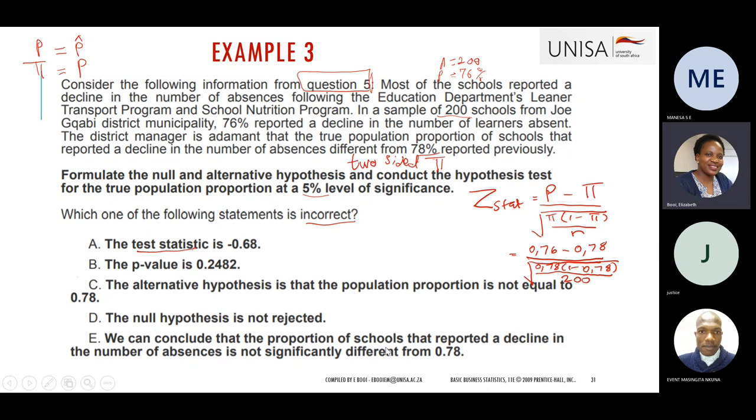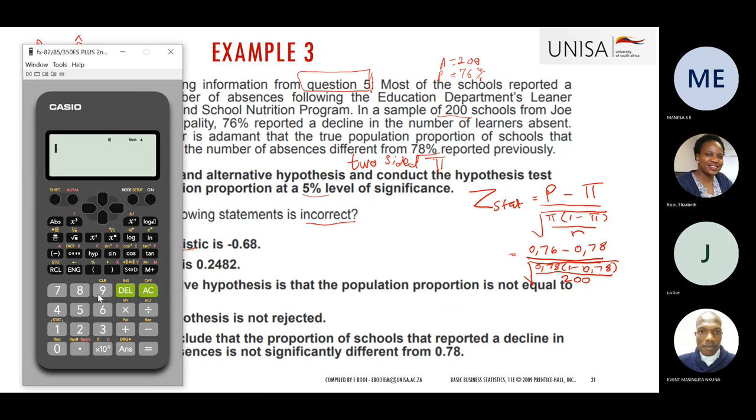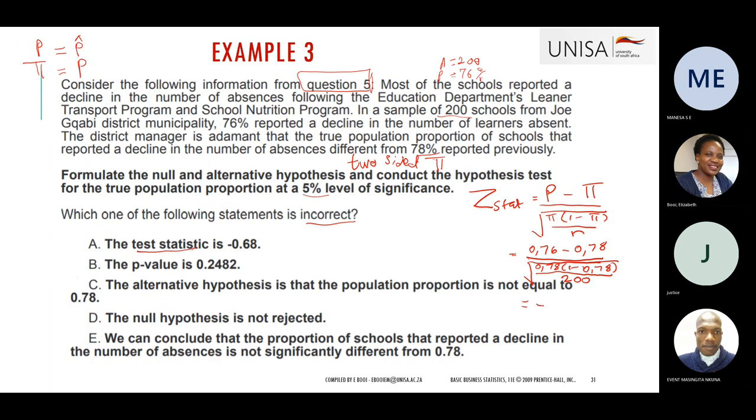Let's quickly go and calculate that. 0.76 minus 0.78, divided by the square root of 0.78 times 1 minus 0.78, close bracket, divided by 200. I'm sorry about the noise. They are cutting something next door. They are welding. We get minus 0.68, which means this is correct.